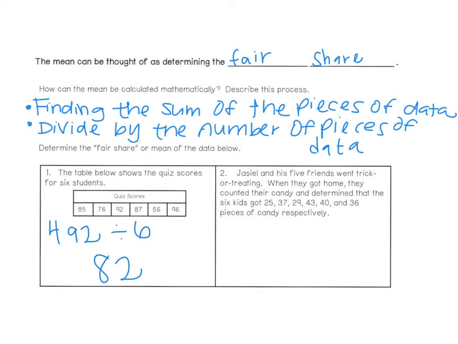All right, number 2 says, Jacel and his 5 friends went trick-or-treating. When they got home, they counted their candy and determined that the 6 kids got 25, 37, 29, 43, 40, and 36 pieces of candy, respectively. All right, so we're going to find the average again. I'm going to add those numbers up. When you add them up, you should get 210. And there were 6 kids, so I'm going to divide this by 6. So 210 divided by 6 is going to give us 35.